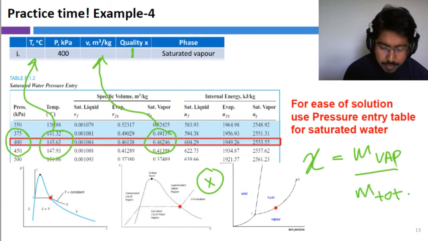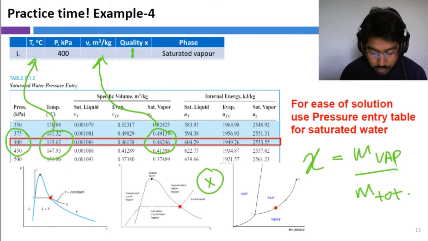If it was in the compressed liquid region, no. If it was on the saturated liquid line, then what is the quality of the mixture? It's going to be 0. Perfect. Perfect. You guys are nailing it.